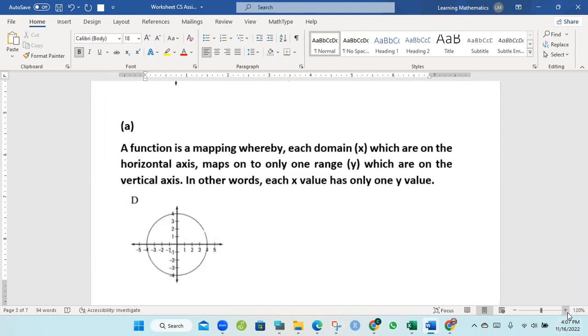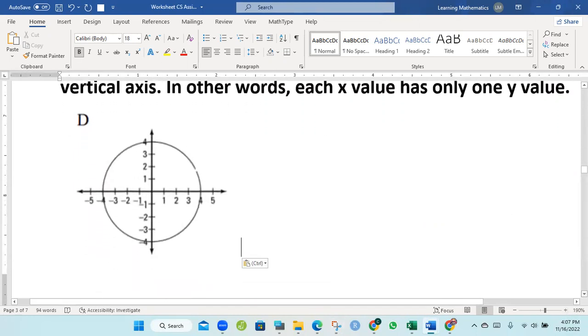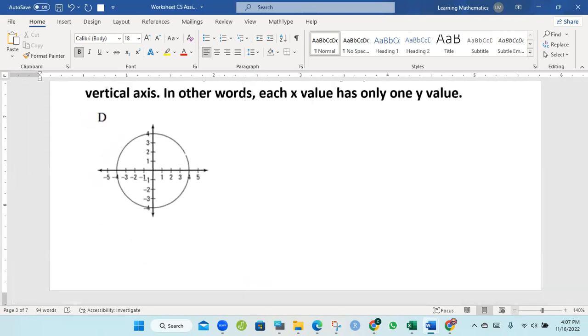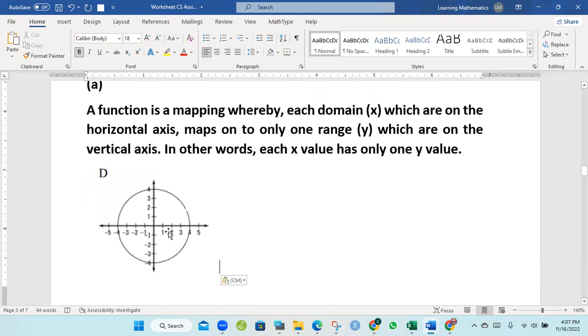Now, close inspection, you can choose any x. Let's choose 1. Remember, the x is on the horizontal axis, so let's choose 1. For example, 1, look 1 there, right? The x equal 1. And let us see now if it follows this rule. It's supposed to be a function, that 1, which is an x, supposed to map onto only one y.